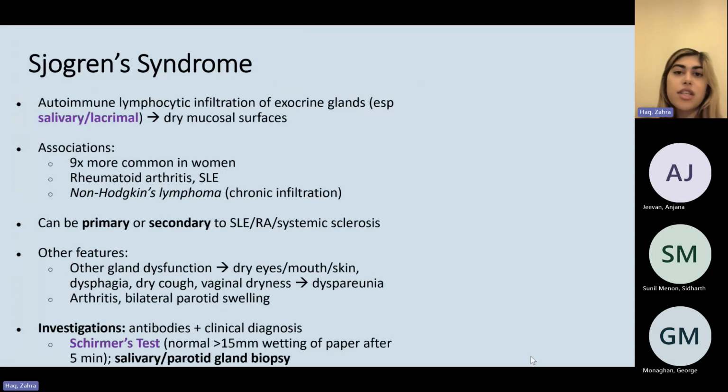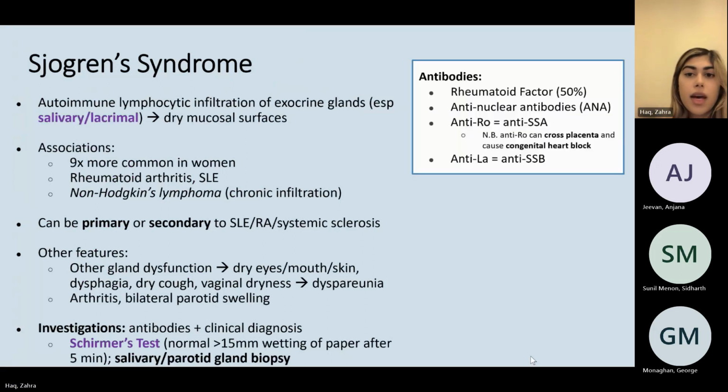There are investigations that we do. However, the Schirmer's test, they do like you to mention that. However, it's not very commonly done. It involves putting filter paper just near the tear ducts, the lacrimal glands, to see how many tears collect. And this is normally very uncomfortable for patients, so they normally steer away from this. Another thing is a salivary or parotid gland biopsy too.